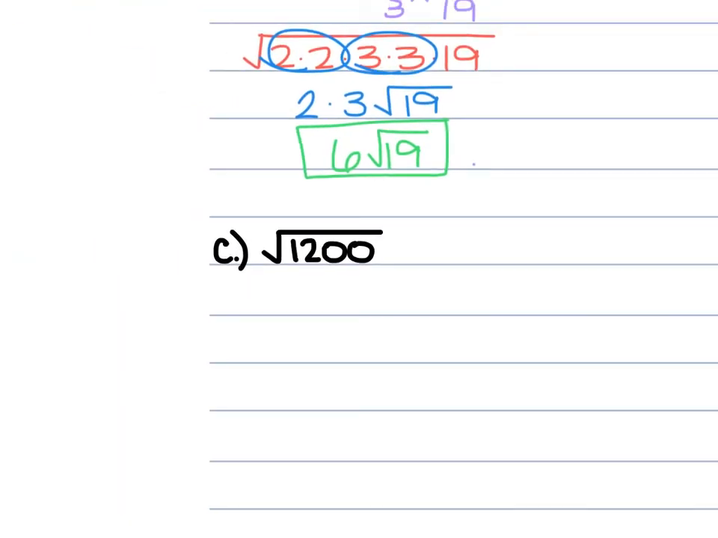For C, we have the square root of 1200. This is 12 times 100. The 100 is 10 times 10. The 12 is 2 and 6. The 6 is 2 and 3.